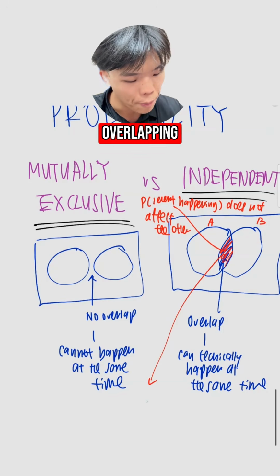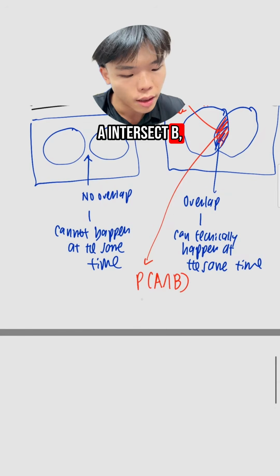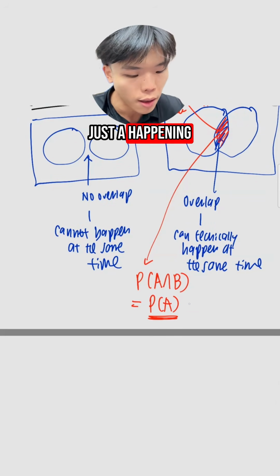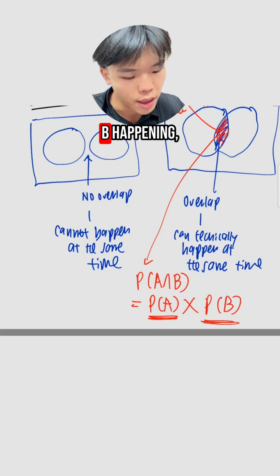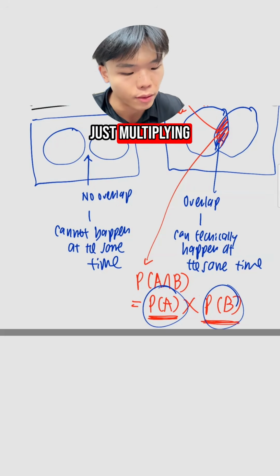The overlapping area will be the probability of A intersect B, which would be the same as the probability of A, which is the probability of just A happening, multiplied by the probability of B happening. You can see that we are taking both probabilities as a whole and just multiplying them to each other.